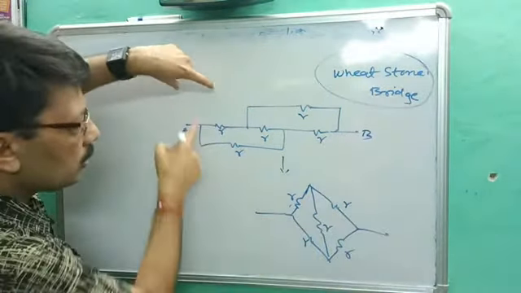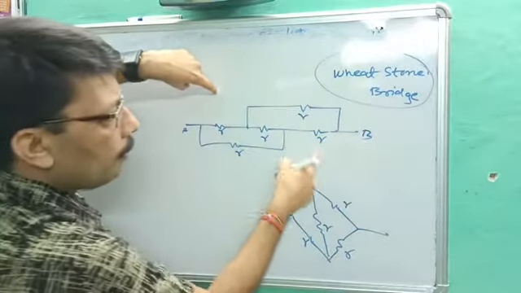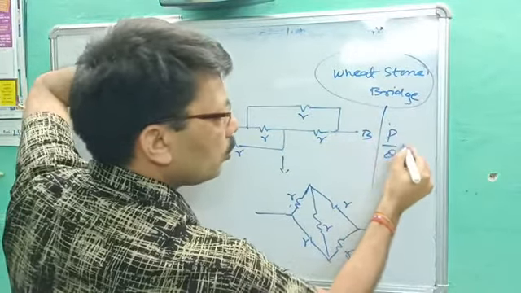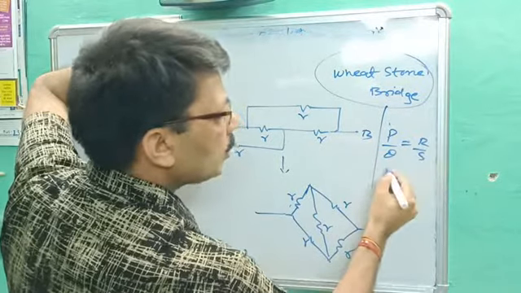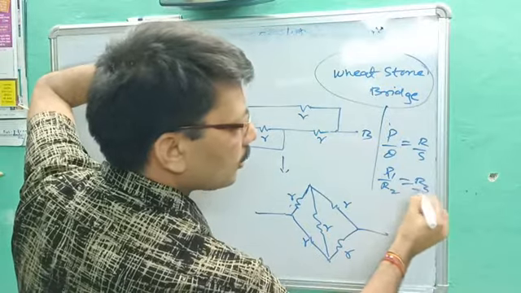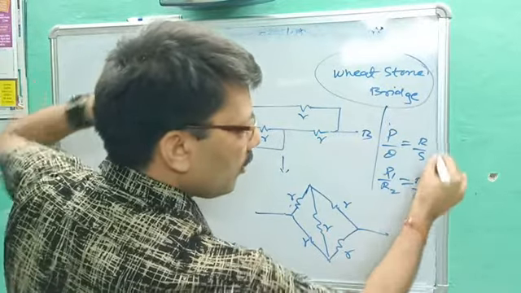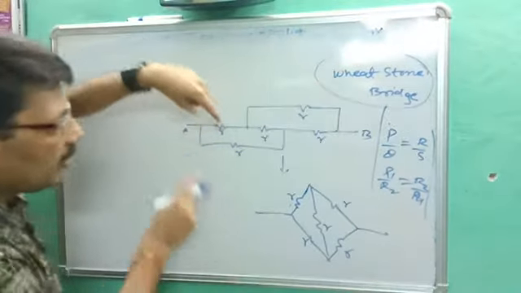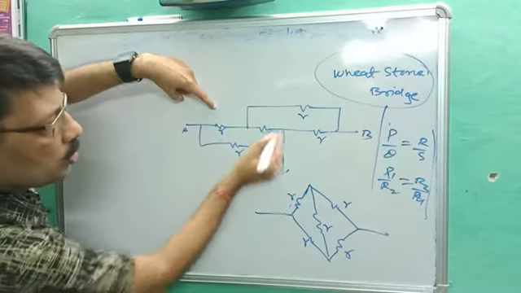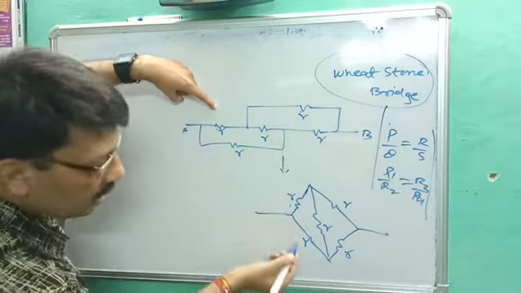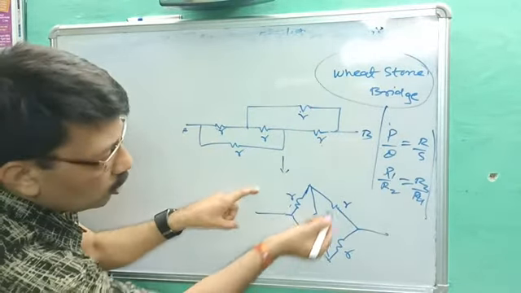In a Wheatstone bridge, P upon Q is equal to R upon S. Keep in mind P and Q are the resistances, P upon Q is equal to R upon S, or R1 upon R2 is equal to R3 upon R4. If you are getting this condition, it is called a Wheatstone bridge. So what are we getting here? Let's suppose this is P, this is Q, this is R, this is S. So we are getting P upon Q is equal to R upon S. Similarly here, P upon Q is equal to R upon S.